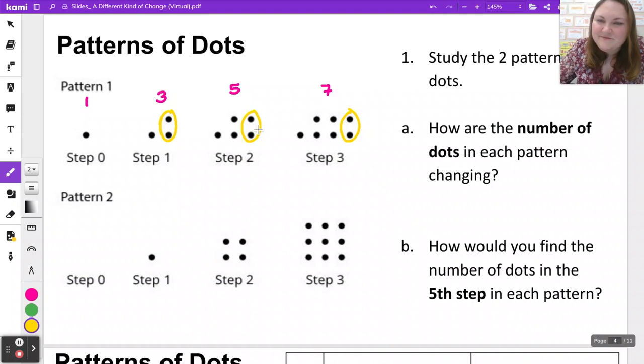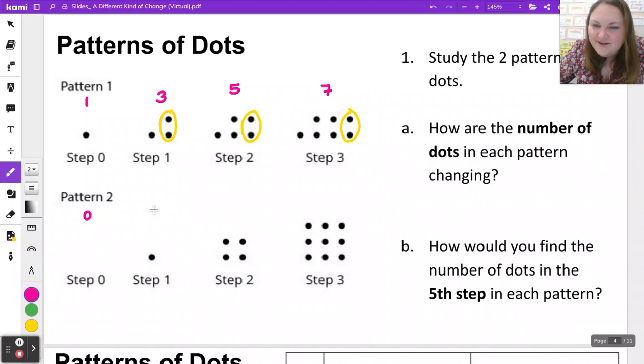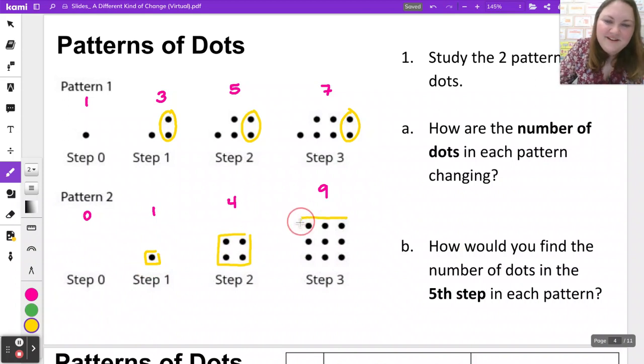Pattern 2 isn't adding the same amount of dots, and I can put some numbers here. We go from 0 to 1 to 4 to 9. Here our pattern is a 1 by 1 square, and then a 2 by 2 square, and a 3 by 3 square. So you might guess step 4 would look like a 4 by 4 square.